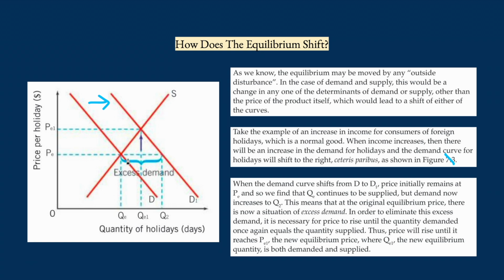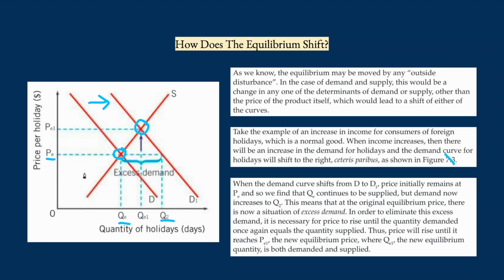And as you can see, because there are now 3 curves in total, there's going to be 2 places of equilibrium: here, where the new demand curve crosses supply, and here, where the old demand curve crosses supply. And remember, just for reference, the old curve is going to be D, and the new curve is going to be D1. So when the demand curve shifts from D to D1, price initially remains at PE, the equilibrium price here, and so we find that QE continues to be supplied. But demand now increases to Q2.